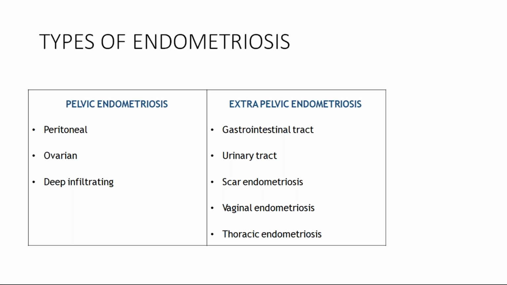So these are the types of endometriosis: pelvic and extrapelvic. Pelvic endometriosis, which is most common, can be peritoneal, ovarian or deep infiltrating endometriosis. And extrapelvic includes genital tract, gastrointestinal tract, urinary tract, scar endometriosis, vaginal endometriosis, or very rarely thoracic endometriosis. These patients experience cyclical hemoptysis also.